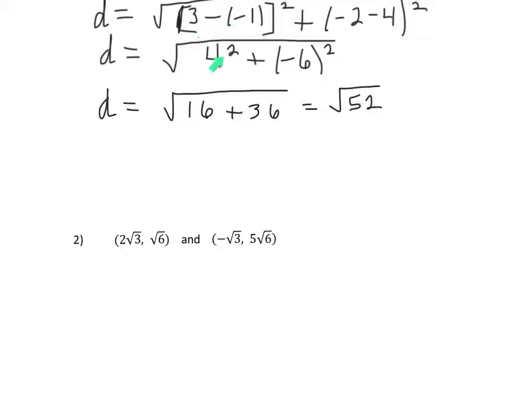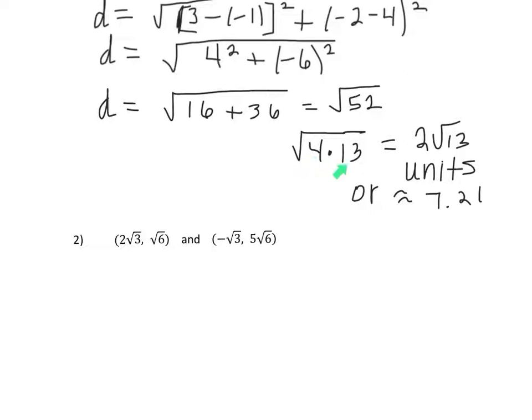So 3 minus negative 1 is 4 squared plus negative 6 squared. So d equals 16 plus 36, which is 52. You will be asked for the exact value as well as the approximate value. Square root of 52 is the exact value, but it is not a perfect square root number, and we can break it down. 52 will divide by 4, so we will simplify this radical.